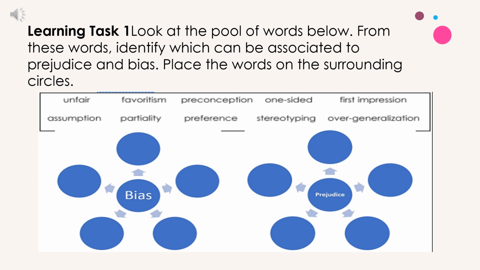How about stereotyping? It's under prejudice. How about the last word, overgeneralization? Correct, it's also under prejudices. So hopefully you get a perfect 10 out of 10 categorizing words under biases and prejudices, because as you hear a word, you can tell instantly whether a bias or prejudice thing is occurring.